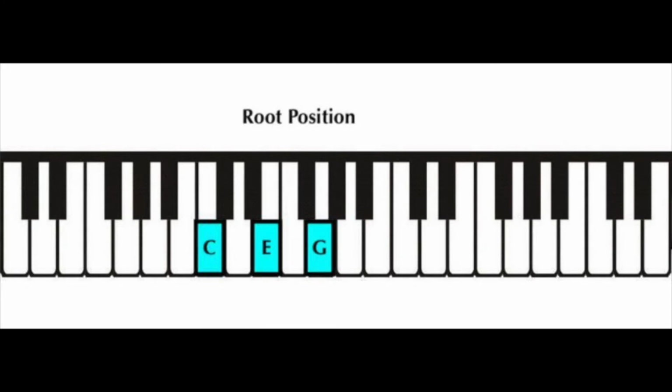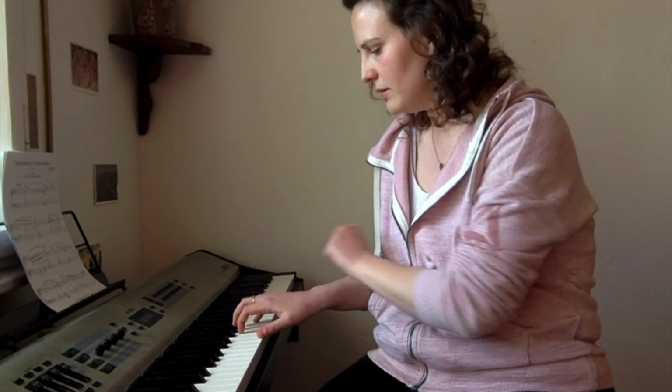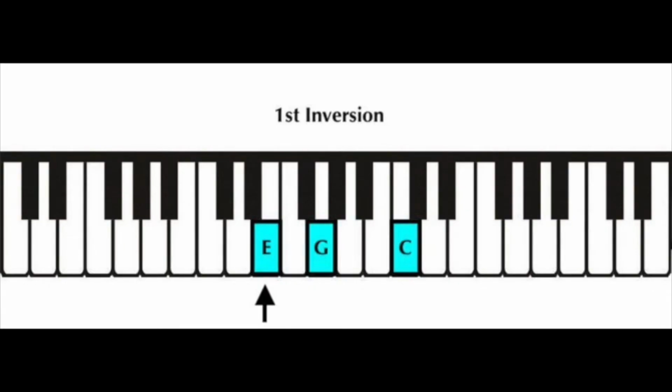If I want to take this bass note, the lowest note in my chord, and move it an octave higher, it now becomes the highest note. This is already first inversion. All I did was take my bottom note and move it to become my highest note. Now second inversion is doing the exact same thing. I'm taking the bottom note and moving it an octave higher. This is second inversion already.